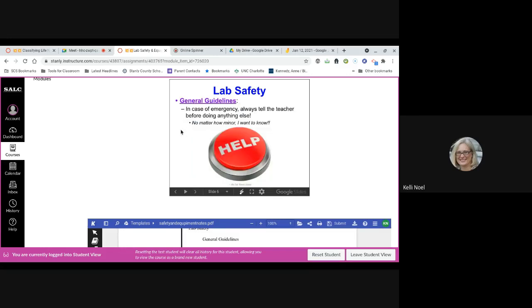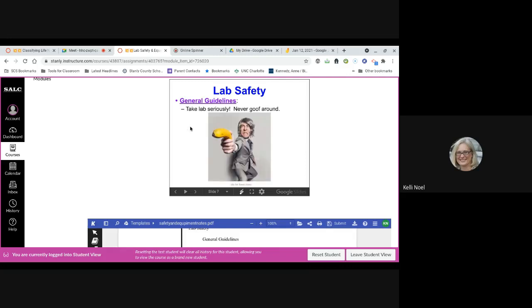If there is any type of emergency, you always tell the teacher before doing anything else. So no matter how minor, if you get a paper cut, you need to tell me. You break something, you find a piece of glassware that's chipped, anything that is out of the ordinary, you need to let the teacher know so we can take care of it. You want to take your lab seriously. You don't want to be goofing around because you can make spills, break things, and it can cause some delays in us getting things finished.